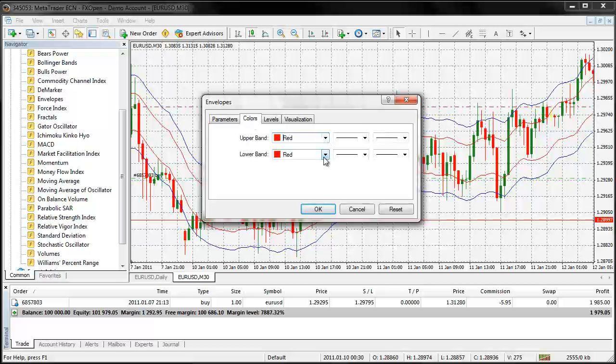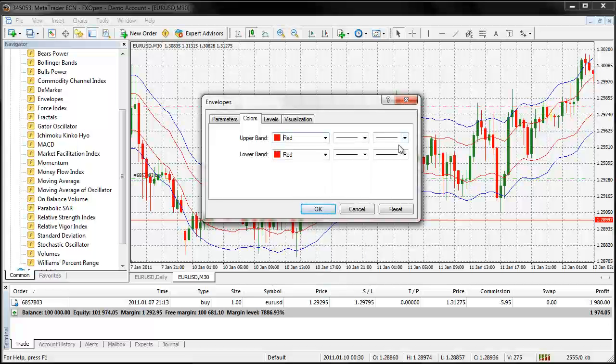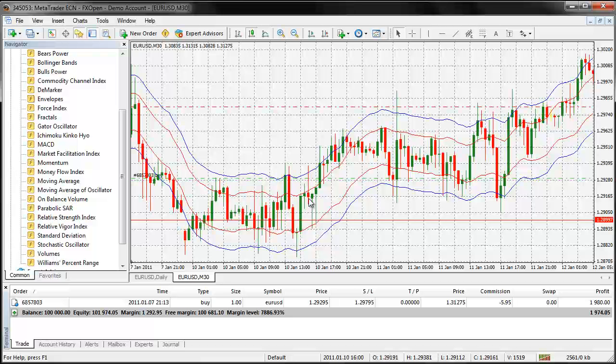The upper and lower band both need to be red, and red is located right there. Don't worry about the thickness of the lines, those are perfectly fine. Click OK. So now you should have this red line and this red line on the chart.